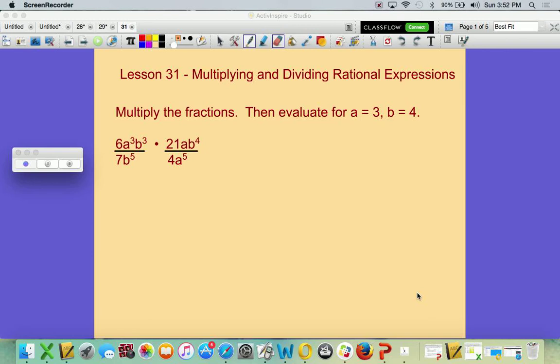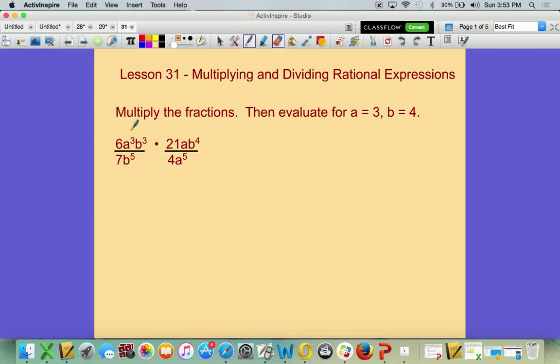There are lots of different ways to do it. I don't do this all the time, but most of the time I try to simplify my individual fractions. If I look at this first one, the 6 and the 7 aren't going to change at all, so I can rewrite that. The A's, I don't have anything else there. But the B's, I've got 3 on top, 5 on bottom. That means I've got 2 left over on the bottom. Makes it a little bit simpler.